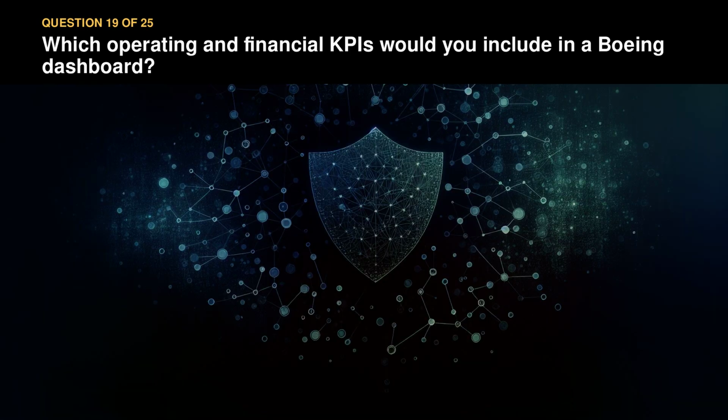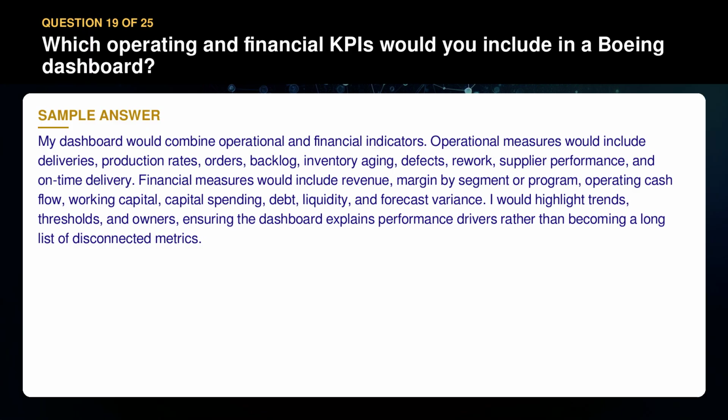Question 19. Which operating and financial KPIs would you include in a Boeing dashboard? My dashboard would combine operational and financial indicators. Operational measures would include deliveries, production rates, orders, backlog, inventory aging, defects, rework, supplier performance, and on-time delivery. Financial measures would include revenue, margin by segment or program, operating cash flow, working capital, capital spending, debt, liquidity, and forecast variance.